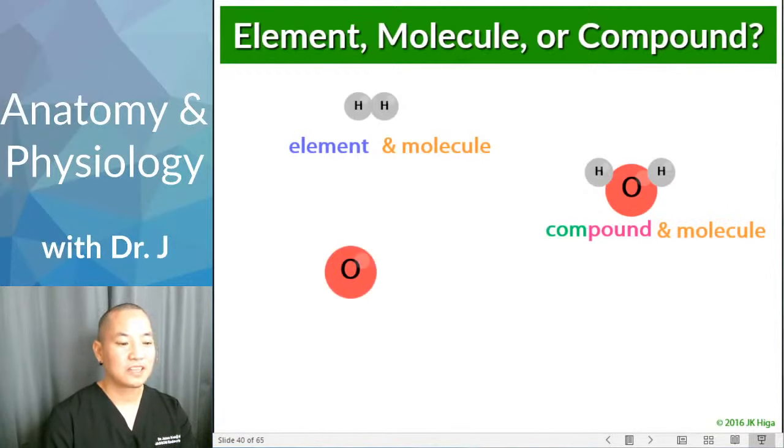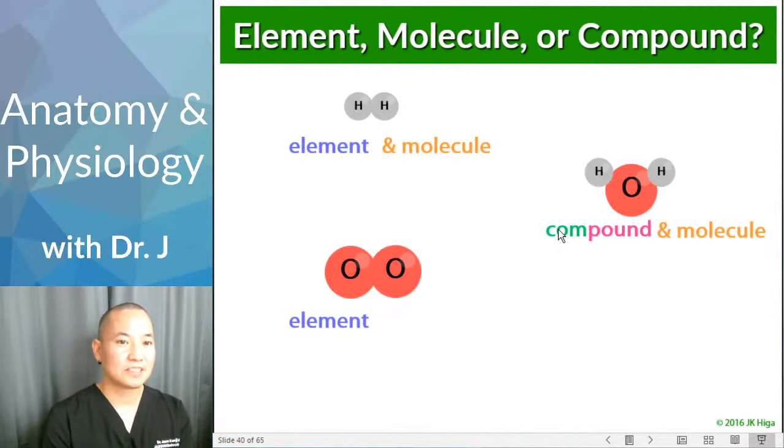Now here we have monatomic oxygen. This is rare in nature, but here we have a single oxygen atom. So is it element, molecule, or compound? Is it an element? Yeah, it's an element because it's by itself. But is it a molecule? No, it's not a molecule because, again, there's only one atom.